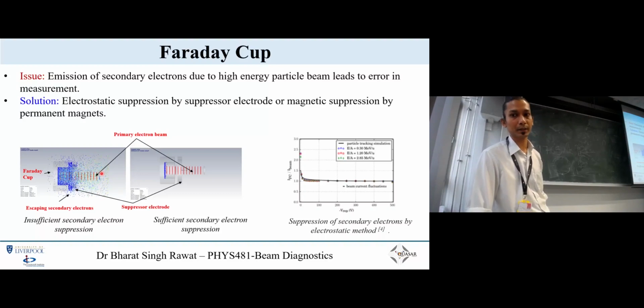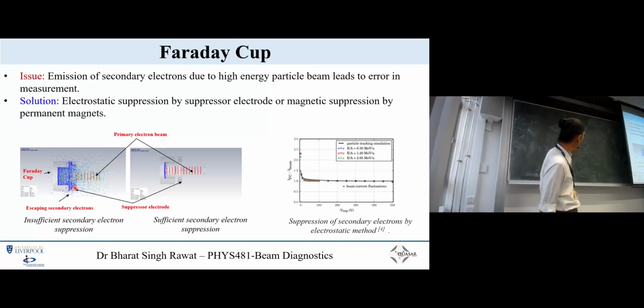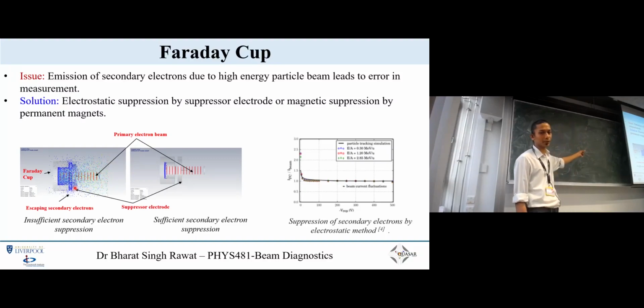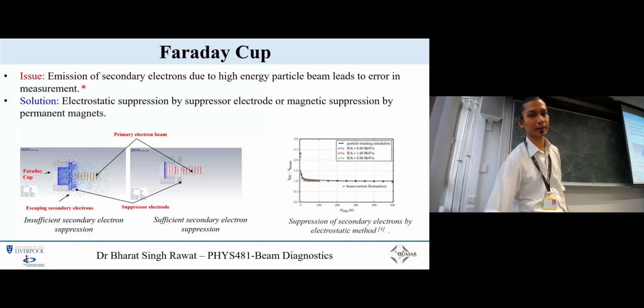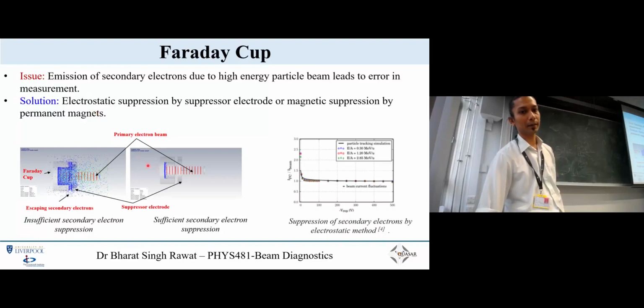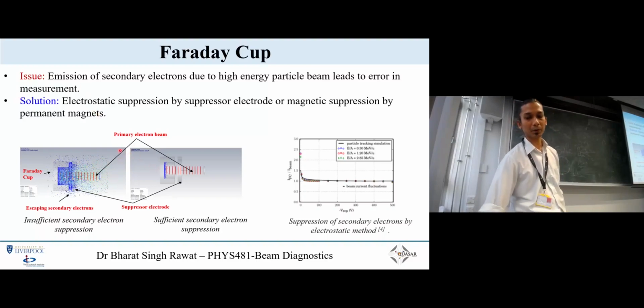There are other methods in which, instead of electrostatic, you use magnetic fields. So let's say if you have a permanent magnet in front of the Faraday cup, it will create a transverse magnetic field, which will also trap the electrons which are being emitted. It won't affect your incoming particle because it is very high energy, and it will cause the same effect. So both electrostatic and magnetic suppression are possible.